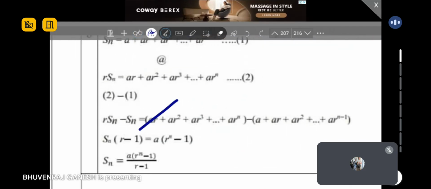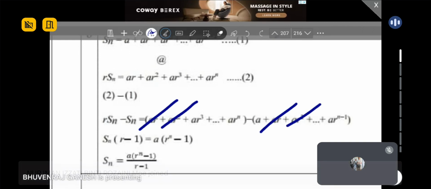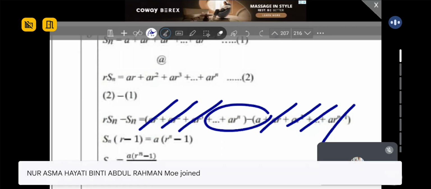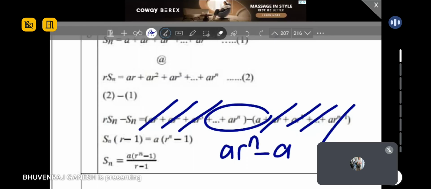Okay, so kamu nampak lah. AR cancel. AR square cancel. And then, let me see. Okay, so you will have, this one also akan cancel. This one also cancel. Okay, so kamu nampak, akhirnya ada apa, guys? What do you left with? This one. Am I right? Okay, so yang ni dia takkan potong. Because there is no term left hand side and right hand side yang serupa. Yang boleh potong. So that's why you will have AR power N minus A.